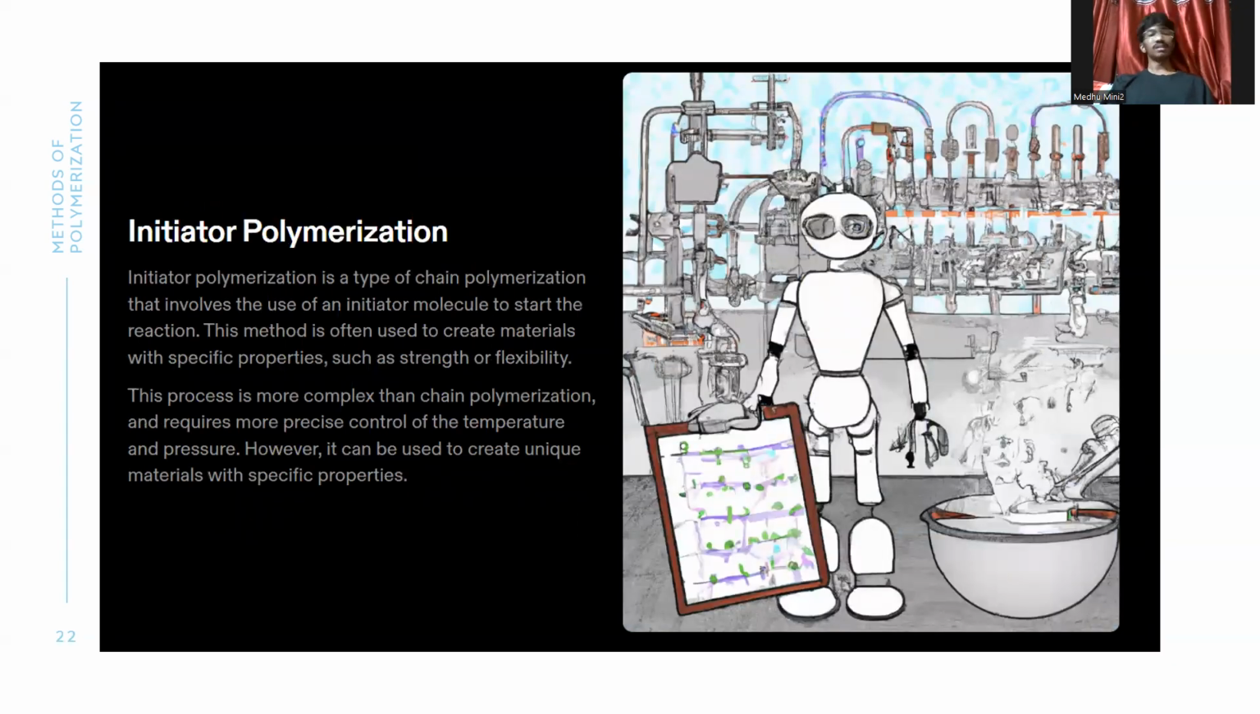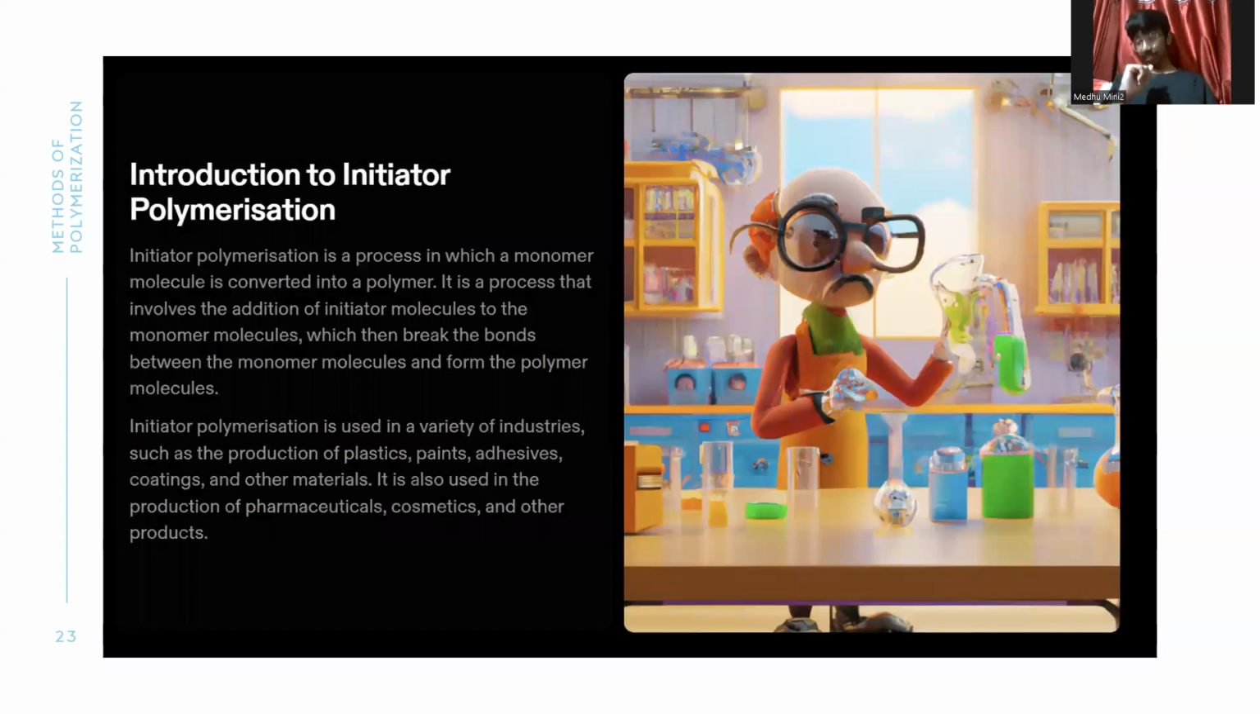Initiator polymerization. Initiator polymerization is a type of chain polymerization that involves the use of an initiator molecule to start the reaction. This method is often used to create materials with specific properties such as strength or flexibility. This process is more complex than chain polymerization and requires more precise control of the temperature and pressure. However, it can be used to create unique materials with specific properties.